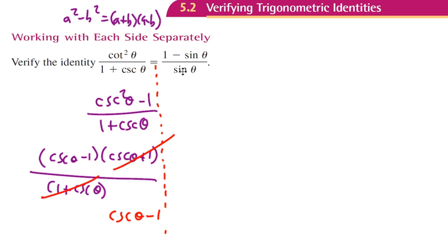Now I'm going to go to the right side, and I want to manipulate this so that hopefully I can make it equivalent to cosecant theta minus 1. Well, check this out. Since the denominator is a single term, that means I can break up my fraction into two separate fractions. So the equivalent of this is 1 over sine of theta minus sine theta over sine theta, right? So this right here is equivalent to that. Well, 1 over sine of theta is cosecant theta, and sine over sine is going to give us 1.